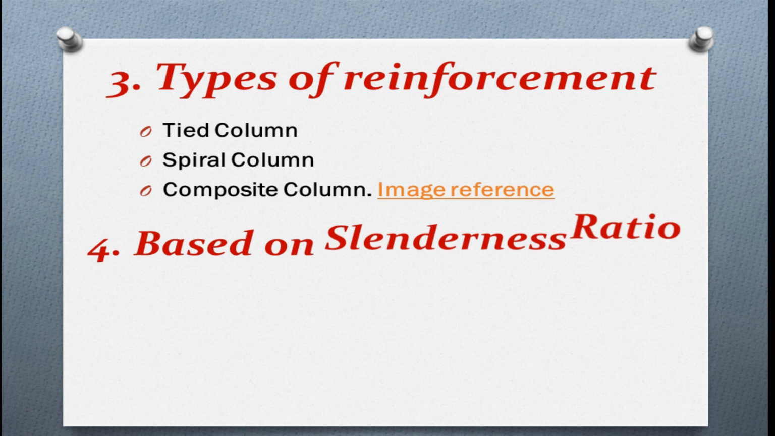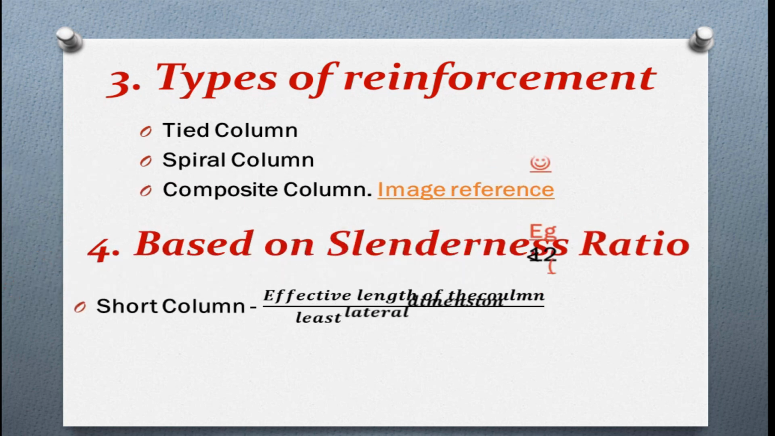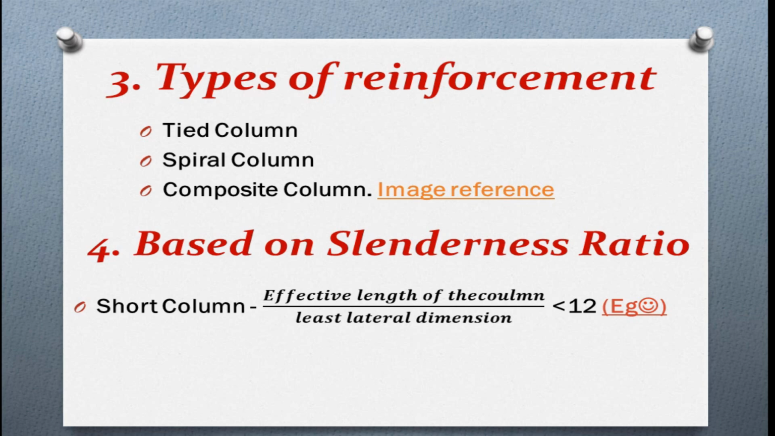Next, based on the slenderness ratio, the first one is the short column. When do we call it a short column and when a long column? For a short column, the effective length of the column divided by the least lateral dimension should be less than 12. If the length L divided by B or D, the width or depth of the column, is less than 12, then it is called a short column. If it is greater than 12, then it is called a long column.